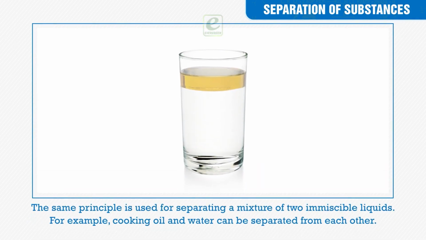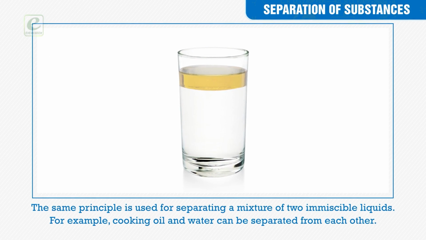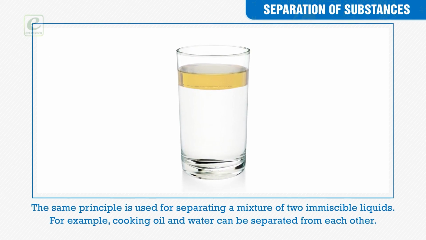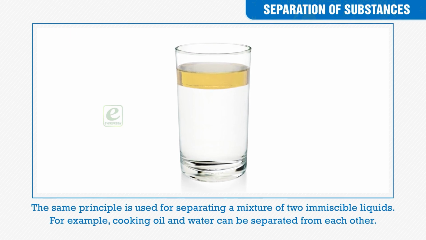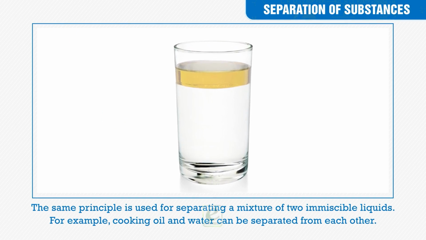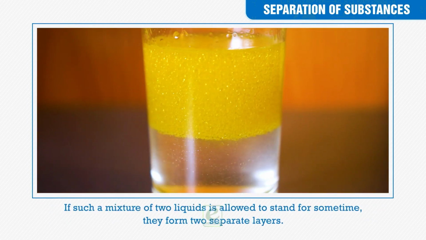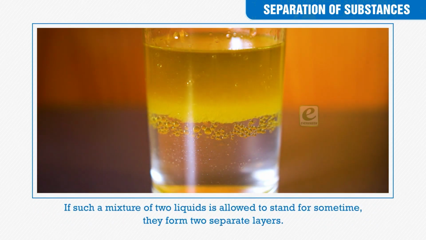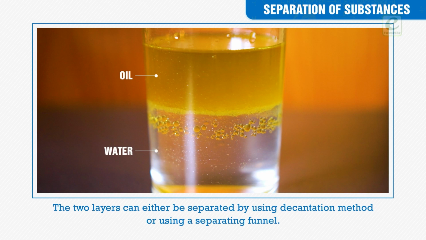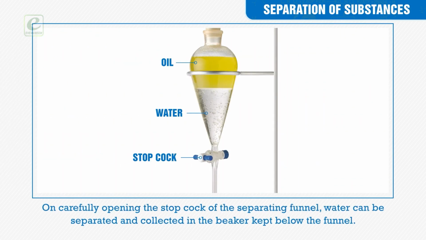The same principle is used for separating a mixture of two immiscible liquids. For example, cooking oil and water can be separated from each other. If such a mixture of two liquids is allowed to stand for some time, they form two separate layers. The two layers can either be separated by using the decantation method or using a separating funnel. On carefully opening the stopcock of the separating funnel, water can be separated and collected in the beaker kept below the funnel.